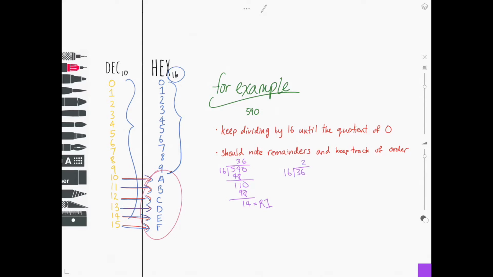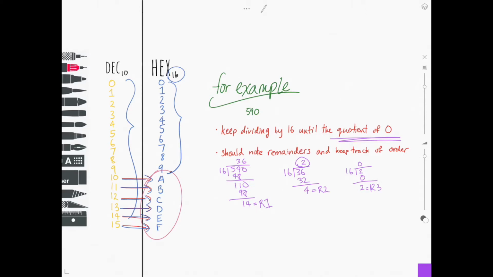That is going to be 2 because 32 is the closest we can get to 36. Our remainder is going to be 4, and let's call that remainder number 2. Now, this quotient of 2 is a very small number, but it's still not 0, so we're going to continue dividing. When we divide 2 by 16, we get that final quotient of 0, which is when we stop. We still have to carry this out, so we put that 0 down, and our final remainder is going to be 2. Let's call this R number 3.